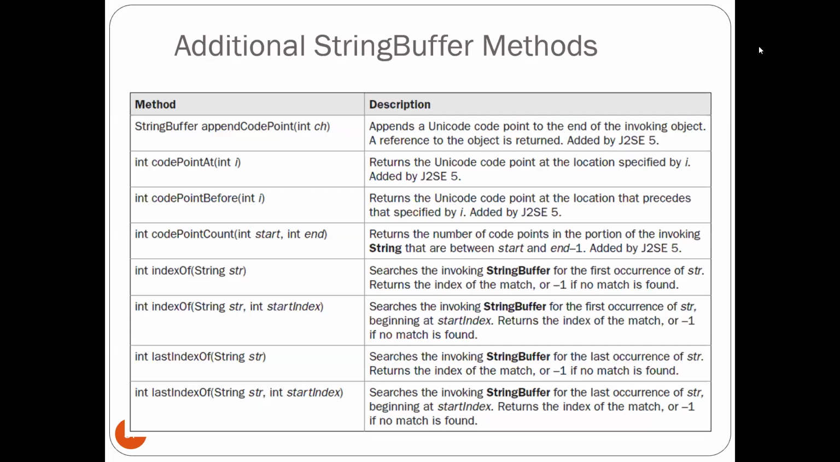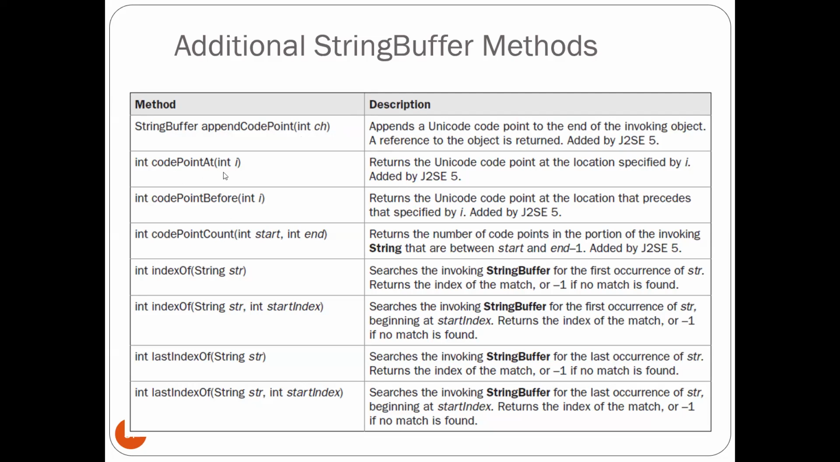The additional methods in the string buffer class include append code point. Just like the Unicode code points we discussed previously, here we can add a Unicode point into a string based on the index location. This appends a Unicode point to the end of the invoking object. Here the invoking object is a string buffer, and the reference to the string buffer will be returned.